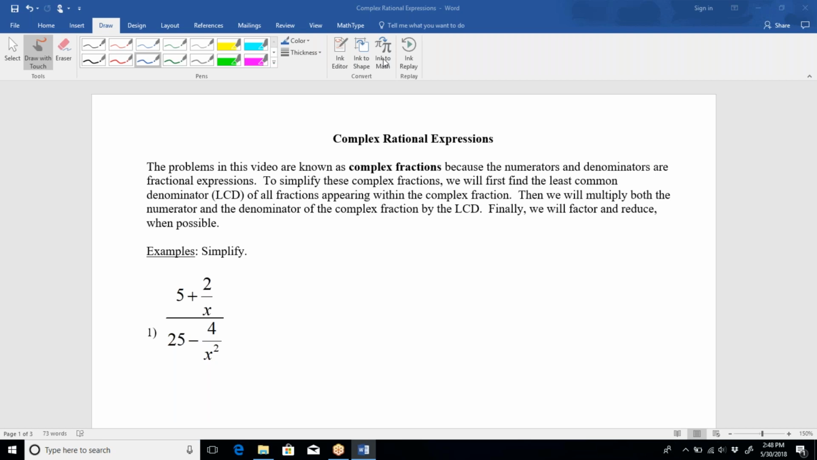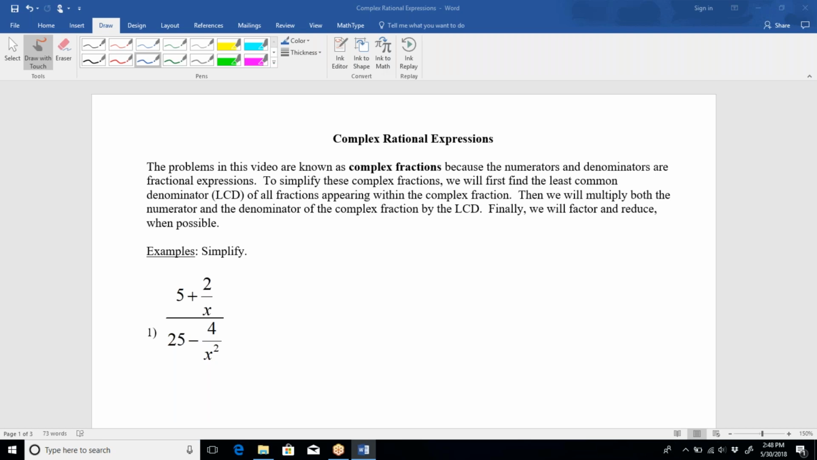We're first going to find the least common denominator of all fractions appearing within the complex fraction. And then we're going to multiply both the numerator and the denominator by the LCD, or the least common denominator. So let's just jump in and take a look.